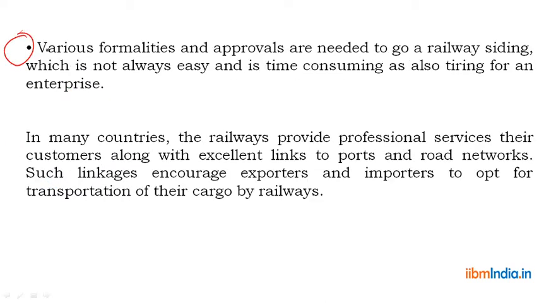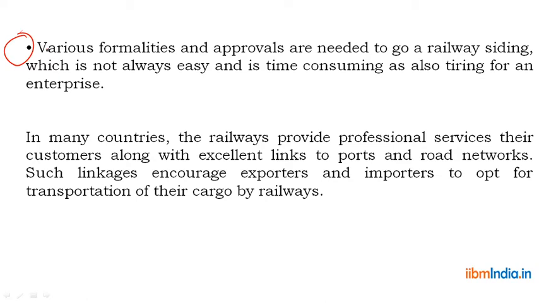Other is that various formalities and approvals are needed to get a railway siding, which is not always easy, and it is time-consuming and tiring for an enterprise. Because it is a fully government authority, we have to take approvals from different authorities. So sometimes we prefer road transport for small distances, like 500 or 1,000 kilometers. In many countries, the railway provides professional services to its customers along with excellent links to ports and road networks. Such linkage encourages exporters and importers to opt for transportation of cargo by railway.